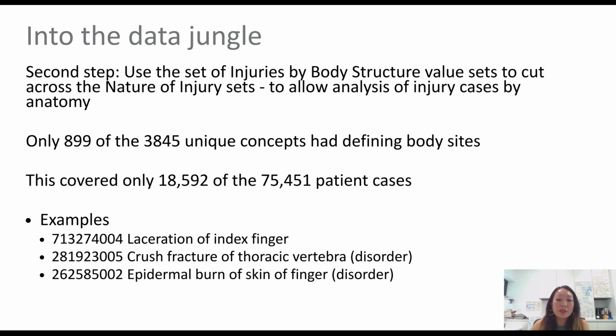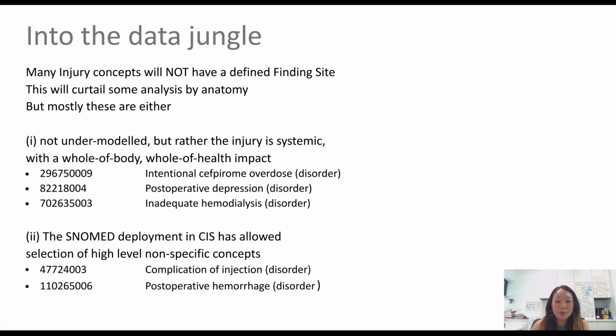Our next step was to use the set of injuries by body structure to cut across the nature of injury sets to allow analysis of injury cases by anatomy. Once we did that, only 899 of the 3,845 unique concepts had defining body sites, and this covered less than 20,000 of the 75,000 patient cases. Examples of these included laceration of index finger, crush fracture of thoracic vertebra, and epidermal burn of skin of finger.